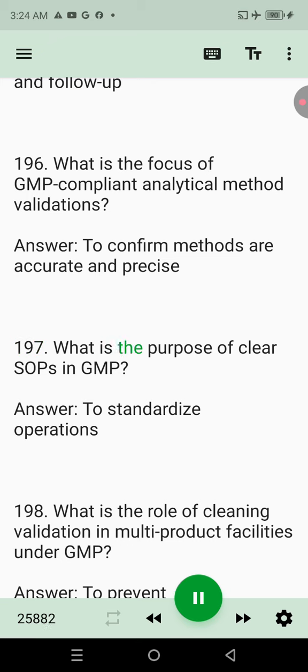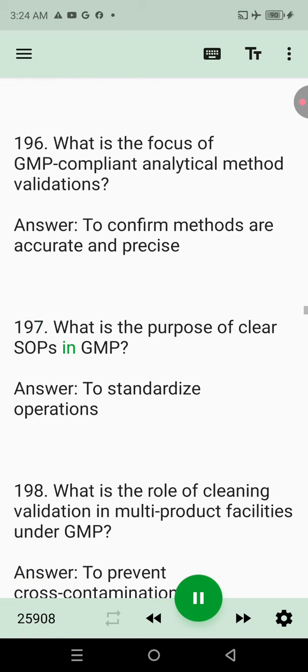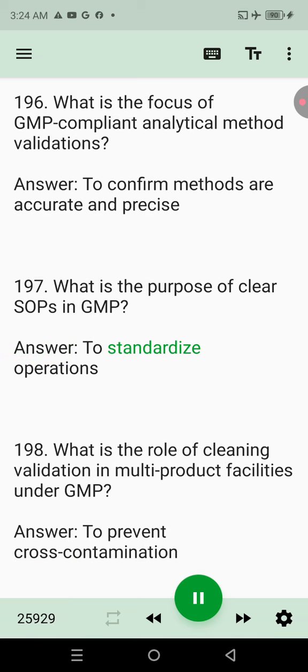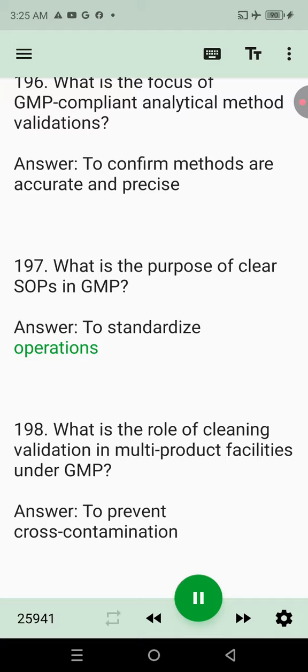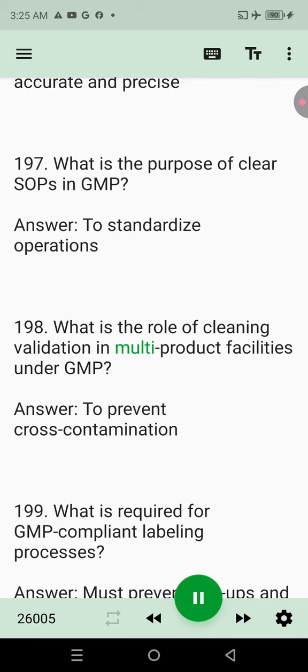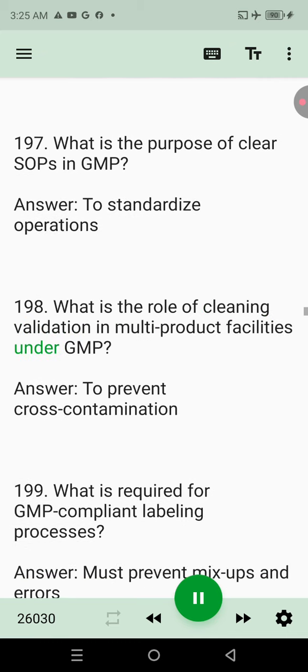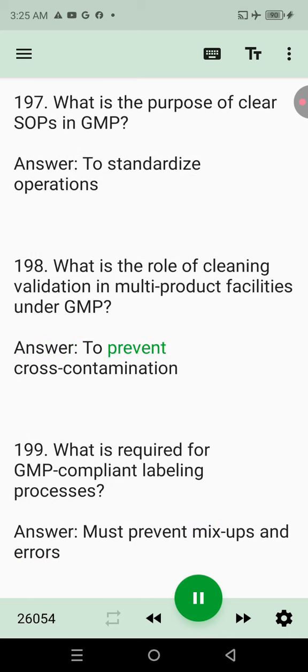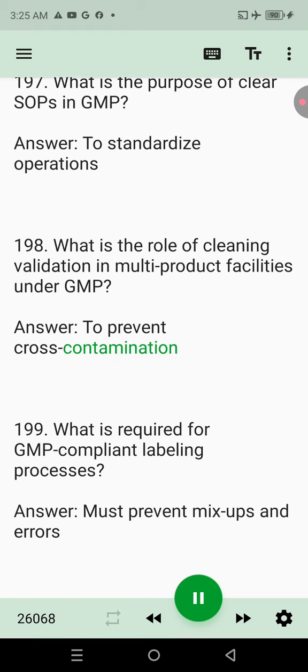197. What is the purpose of clear SOPs in GMP? Answer: to standardize operations. 198. What is the role of cleaning validation in multi-product facilities under GMP? Answer: to prevent cross-contamination.